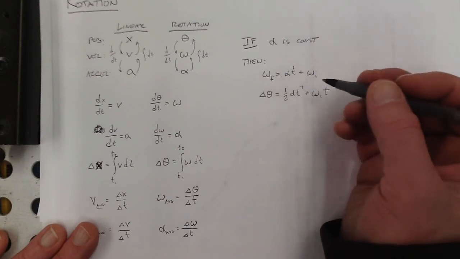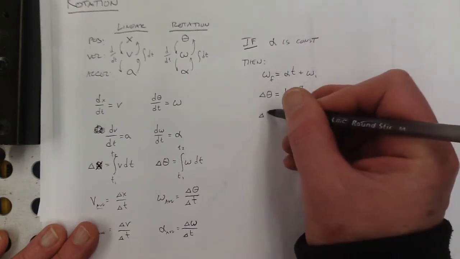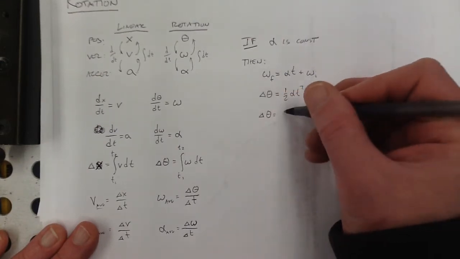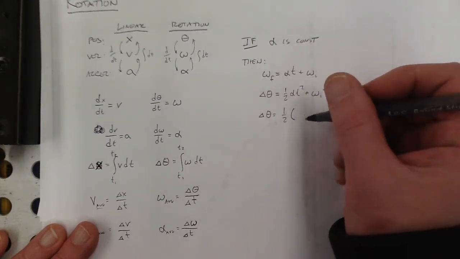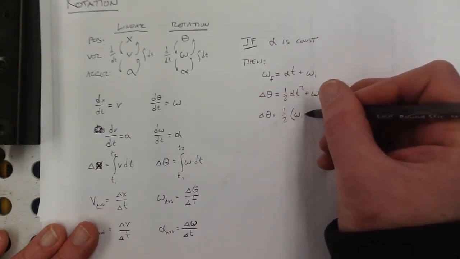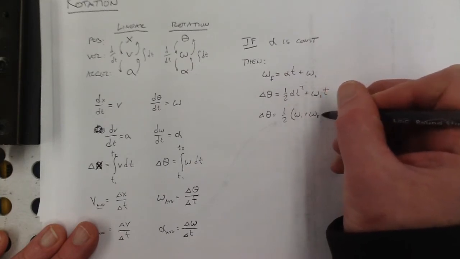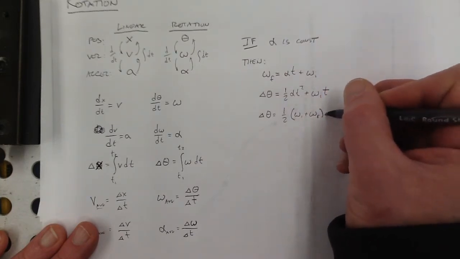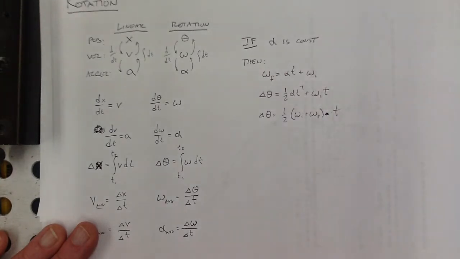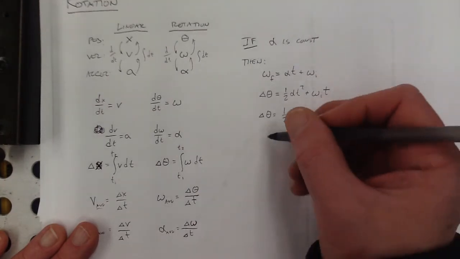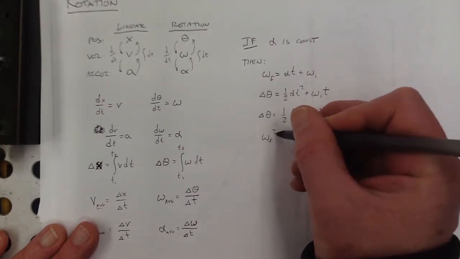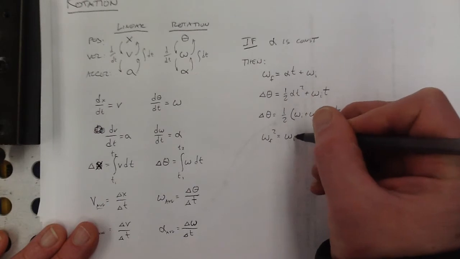So let's see, what else? There's another one that says, let's see, this is like the average of the velocities times time. Sorry, I was going to write delta t, but we usually just write a t there. And there's one more that's often handy.